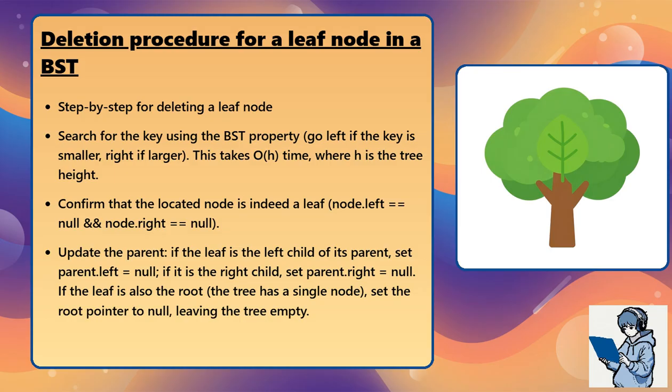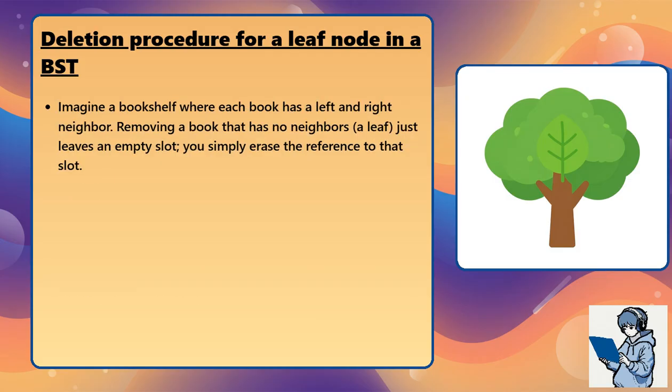Update the parent. If the leaf is the left child of its parent, set parent.left to null. If it is the right child, set parent.right to null. If the leaf is also the root, the tree has a single node, so set the root pointer to null, leaving the tree empty. Imagine a bookshelf where each book has a left and right neighbor. Removing a book that has no neighbors, a leaf, just leaves an empty slot. You simply erase the reference to that slot.